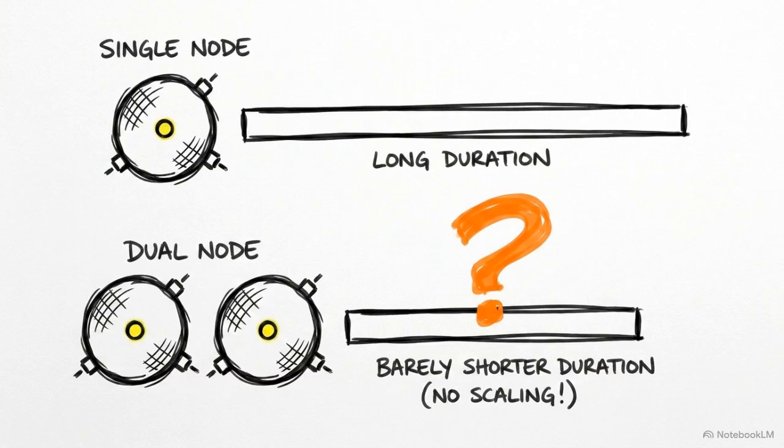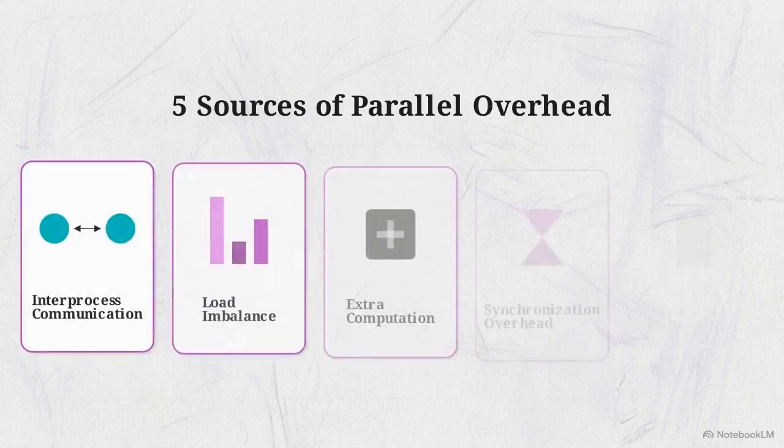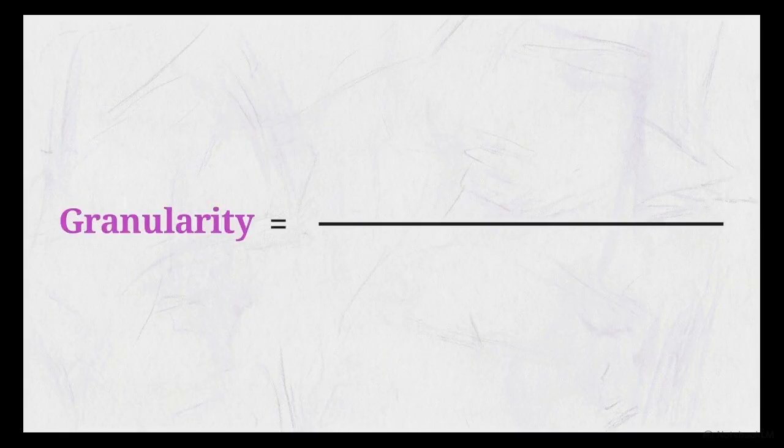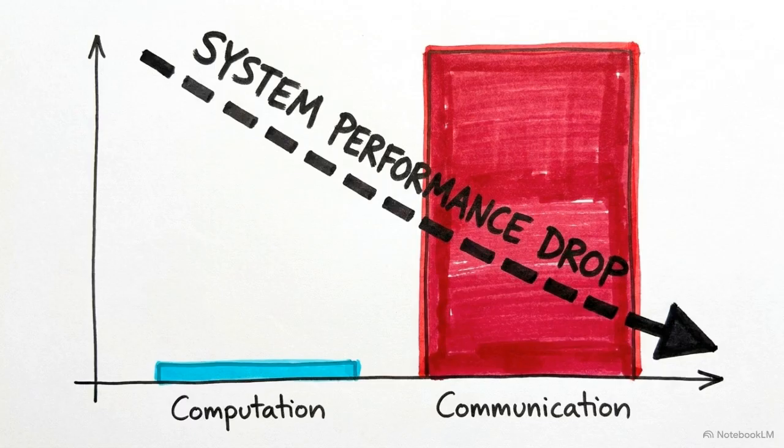You might assume that doubling the number of processors cuts execution time in half. The strict mathematical reality is that efficiency, which is speed up divided by the number of processors, almost never equals 1. The system degrades due to 5 sources of parallel overhead, the 2 most punishing being inter-process communication and synchronization delays, where processors sit completely idle waiting for a barrier lock to clear. This balance is governed by granularity, the ratio of computation time to communication time. Low granularity means your processors spend more time talking to each other than actually crunching data, which ruins system performance.